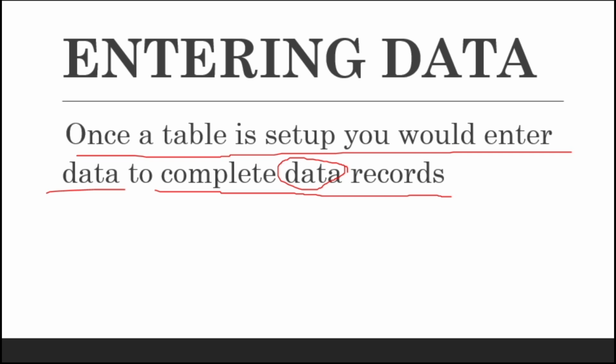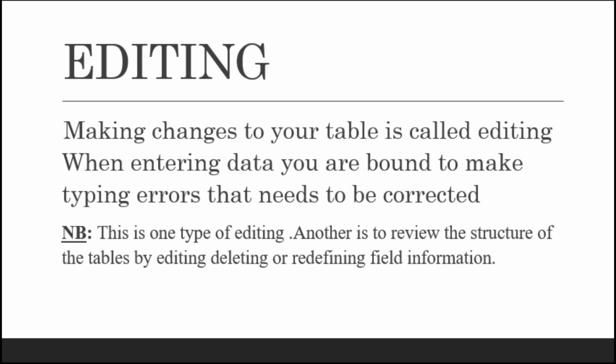After entering data, the next thing you need to do is edit. Making changes to your table is called editing. When entering data, you are bound to make typing errors. Maybe the person's name is Prince or Armstrong, and you can mistakenly make a typographical error. Making changes to that record is known as editing.